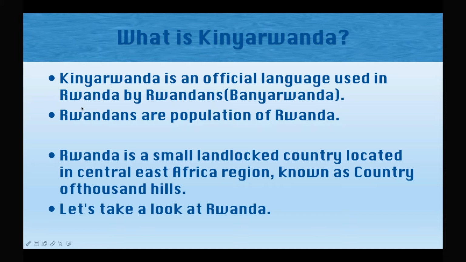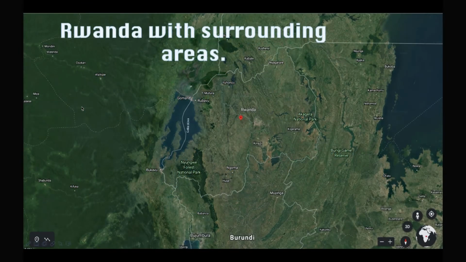Rwanda is a small landlocked country located in the Central East Africa region, known as the Country of a Thousand Hills, which means Rwanda is made of mountains. There are many mountains in Rwanda. Let's take a look at Rwanda on the map. On this map, you can see Rwanda is this. This is the border of Rwanda, and the other regions around it, like Burundi, DRC, Tanzania, and Uganda, are our surrounding countries.